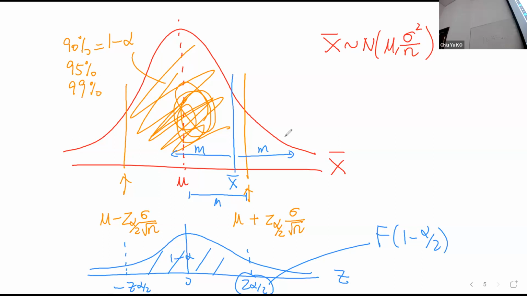Because I touch you, you touch me. The distance is the same. Is that clear? Of course, if X bar is outside, not. But anyway, there is a high probability within here. So that's why when we construct from here using the same length, it will include the mu. That's the main idea.